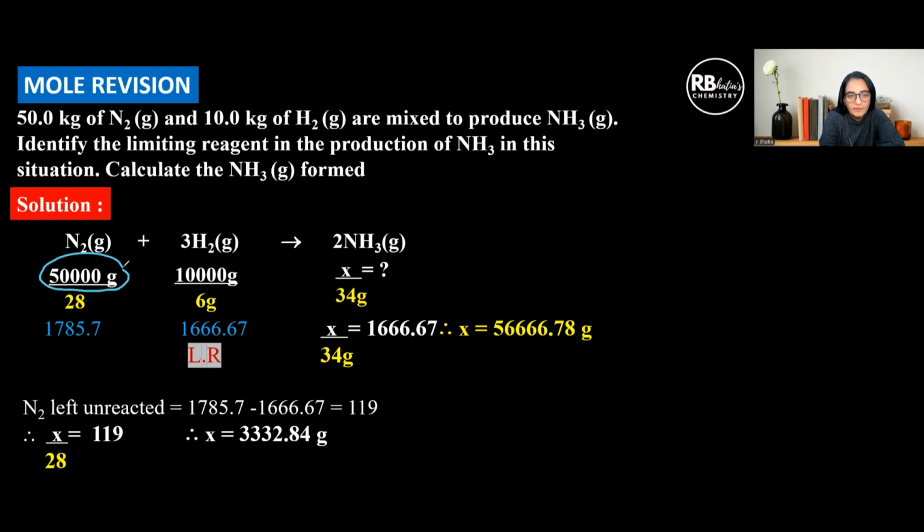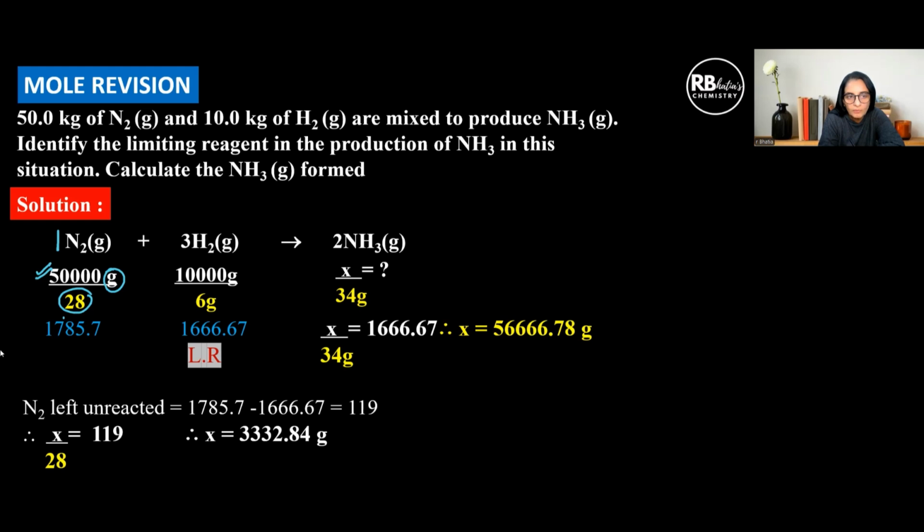This is the given gram of hydrogen and nitrogen, the given quantities. Now we are going to divide this given quantity by the stoichiometric quantity in the same unit as the given quantity, right? So stoichiometric means this is 1 mole. 1 mole is going to weigh 28 gram. So I'm dividing this 50,000 by 28.